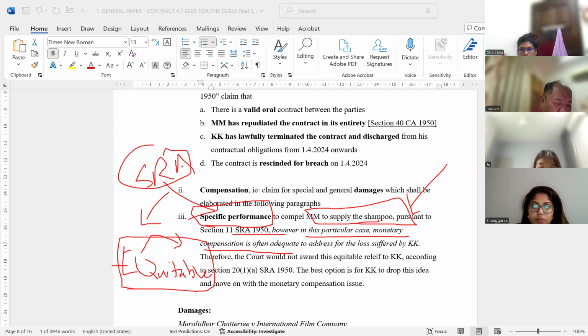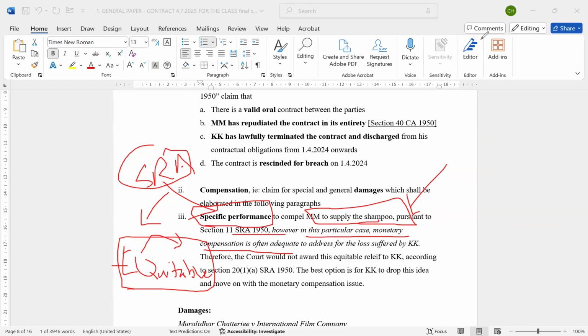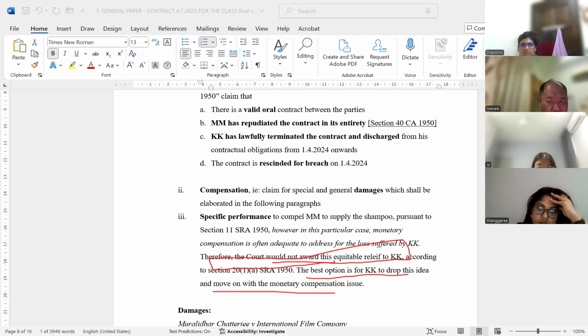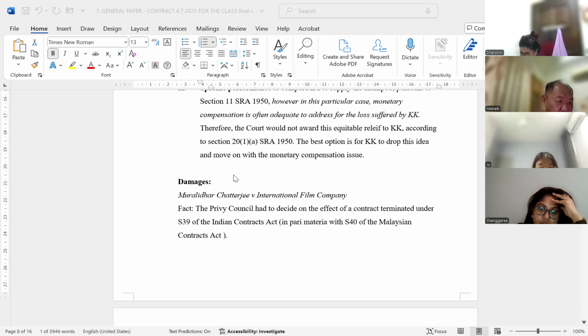So equitable remedy is discretionary in nature, atas budi bicara mahkamah. But this is clearly not a good option, because compensation will be adequate relief to KK. So you conclude saying that the best option is for KK to drop this idea and move on with the monetary compensation issue. And you have to proceed, go on.